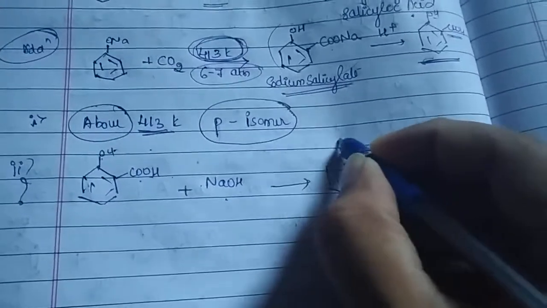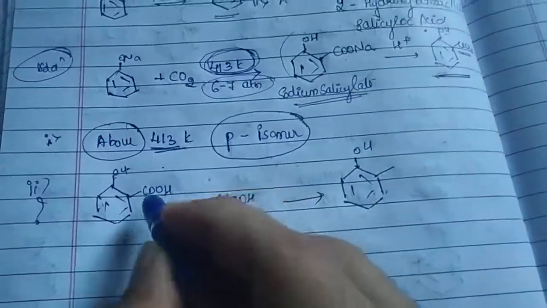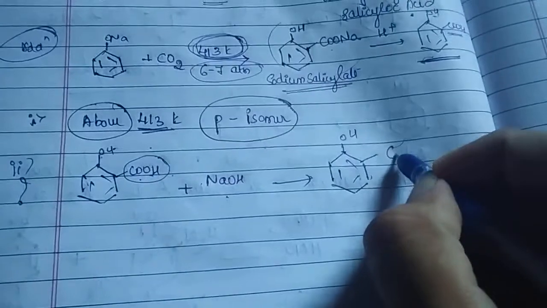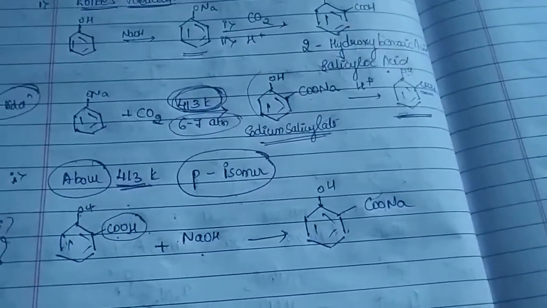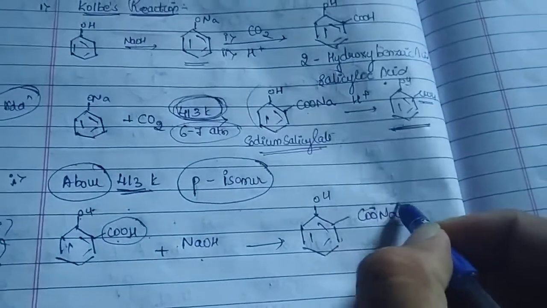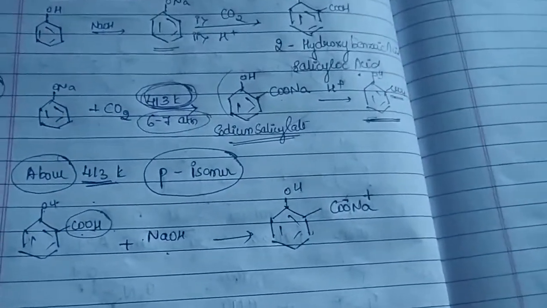Yeah, here you will be having your OH group as it is. More acidic is your COOH group, so it will be forming your respective sodium salt of carboxylic acid, COO minus Na plus. Is that clear?